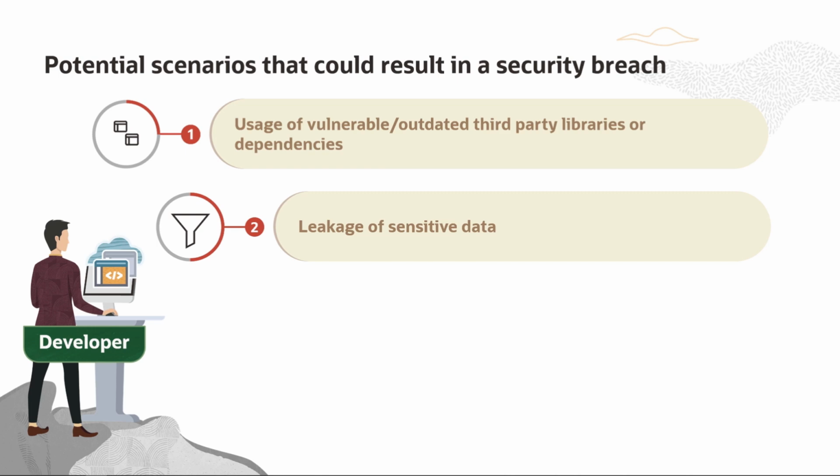Once data is leaked, it can be used for malicious purposes by attackers. Organizations need to implement proper data security policies and controls to prevent such accidental data leakage.